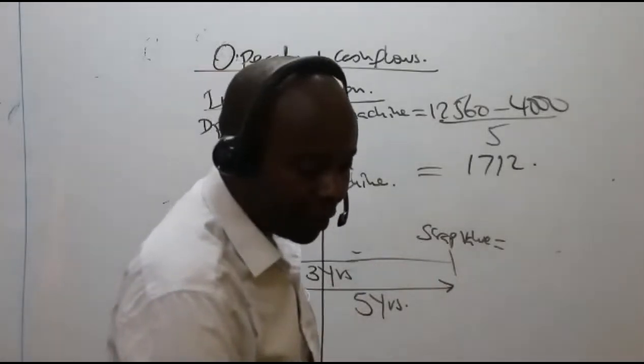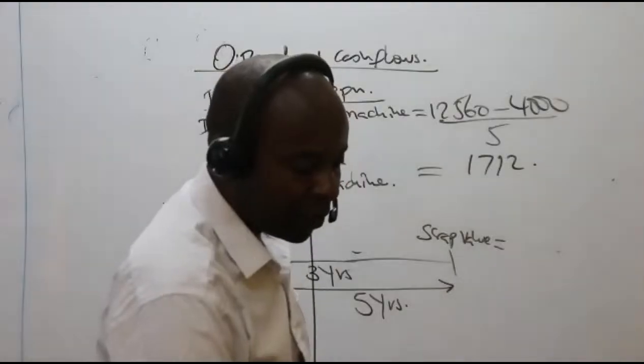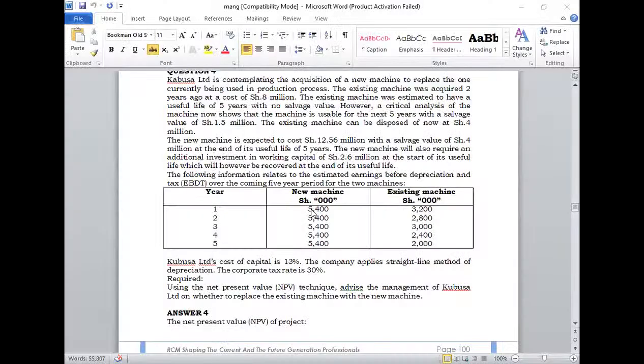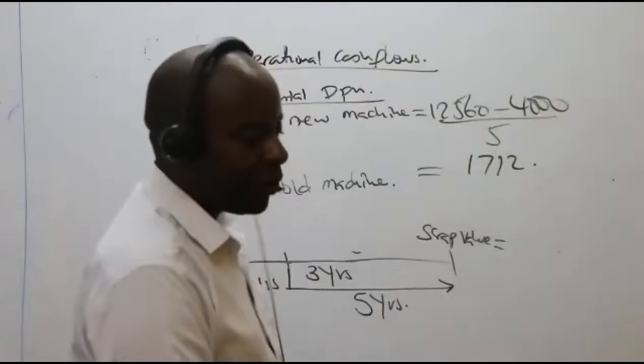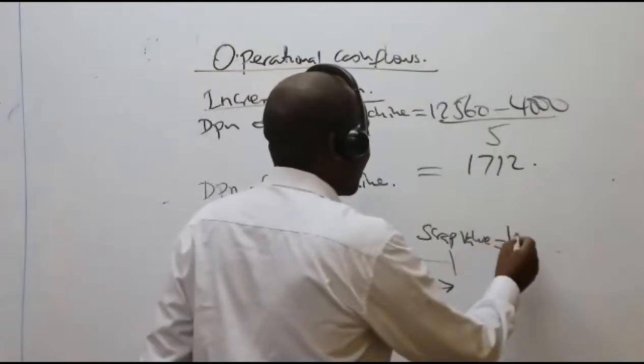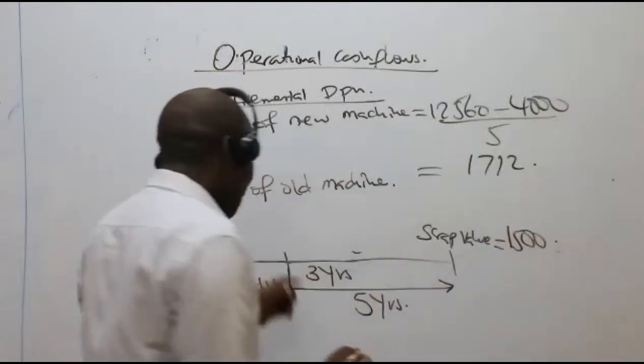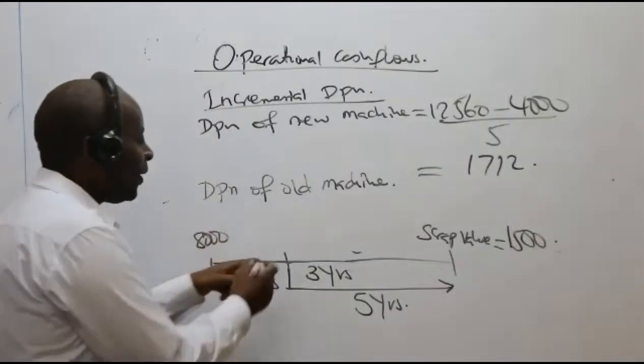After elongating the period, they are telling us, however, a critical analysis of the machine now shows that the machine is usable for the next 5 years with a salvage value of 1,500. So the salvage value here, which is scrap value, is 1,500. But now the question comes here. What figure should we put here?